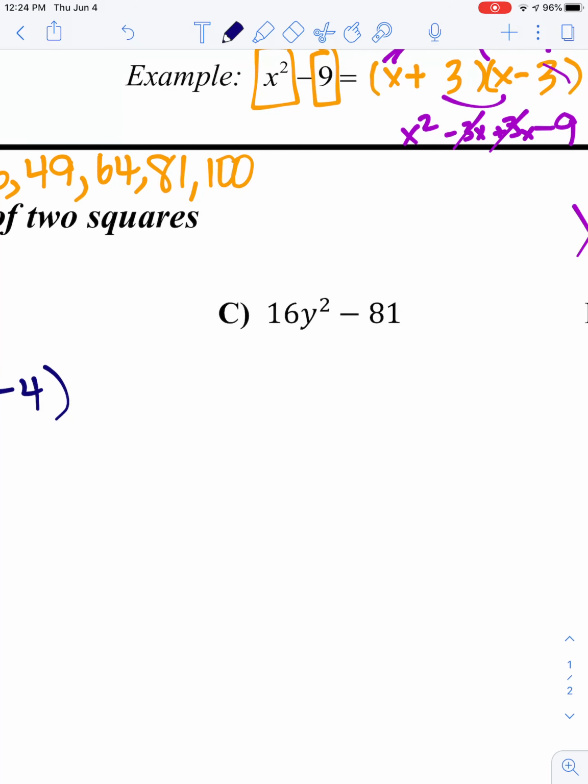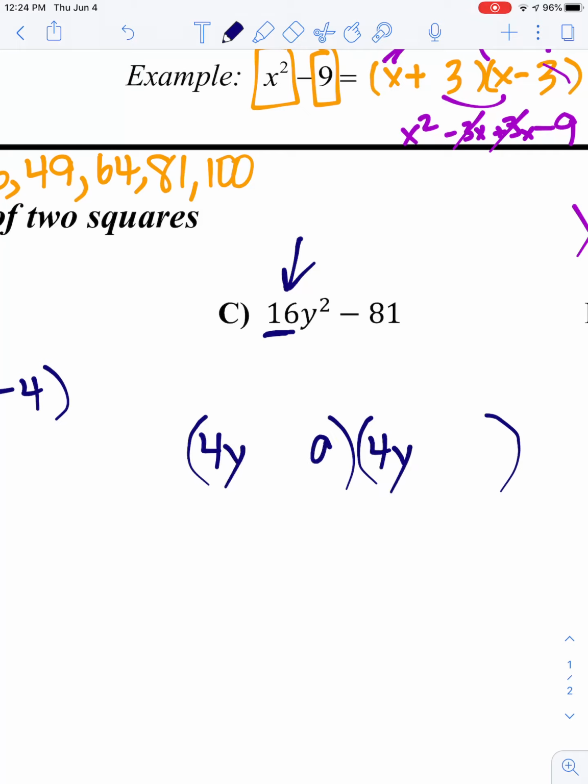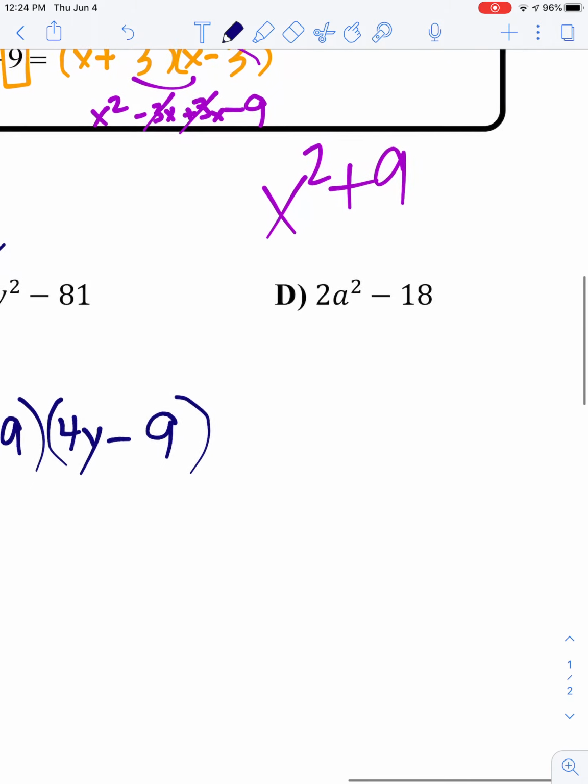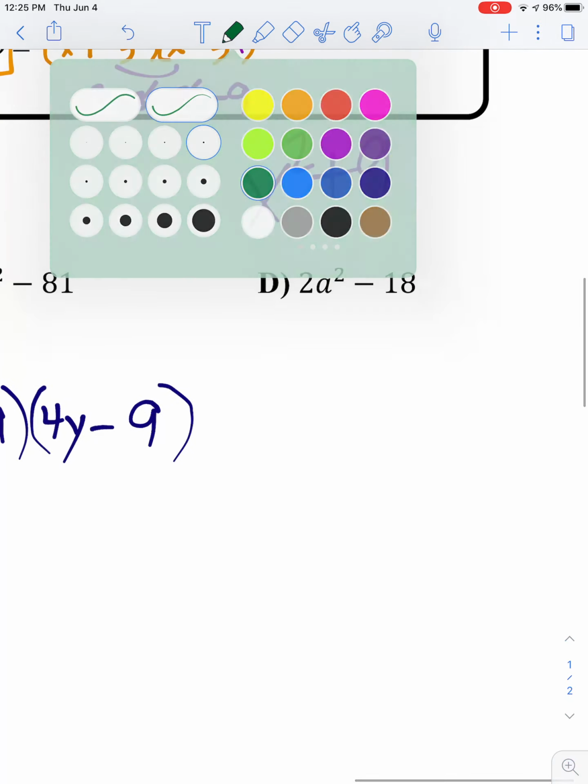All right, part C. This has a lead coefficient. However, that is a perfect square, and so is the 81. So there's still no work involved here. We know to get 16y squared, we can do 4y times itself, 4y. To get an 81, we can do 9 times 9, and we have 1 plus, 1 minus. Last problem, part D. Let me switch colors here.